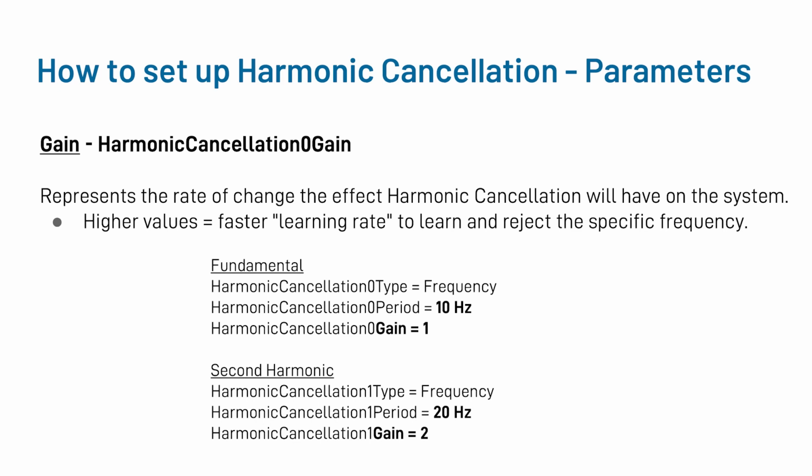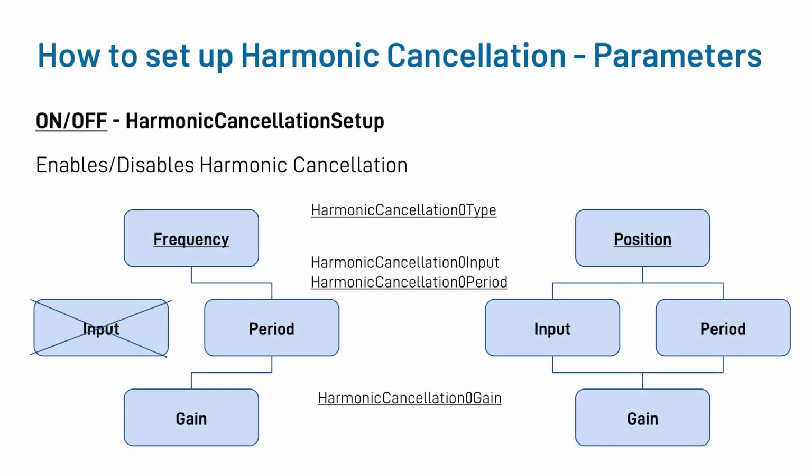So for instance, if your fundamental harmonic is at 10 Hz and you have a gain of 1, and your next harmonic is then at 20 Hz, set your gain to 2. Or if your base gain at 10 Hz is 2, and you have another harmonic at 20 Hz, set your 20 Hz gain to 4. And then finally, we can use the harmonic cancellation setup parameter to enable or disable the harmonic cancellation algorithm.